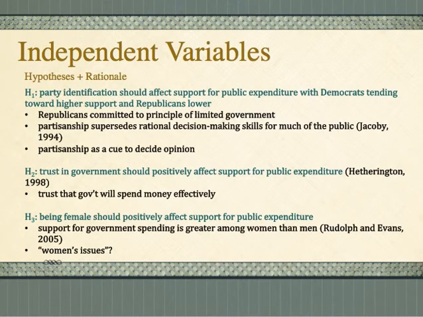I had three initial hypotheses to which a fourth will be added later. My first is that party identification should affect support for public expenditure, with Democrats tending toward higher support and Republicans lower. One of the Republican Party's defining principles is that of limited government. Jacoby suggests that partisanship tends to supersede rational decision-making skills for much of the public. According to him, partisanship, and even the phrase government spending, are symbols that automatically give people cues as to how they feel about an issue without much deliberation.